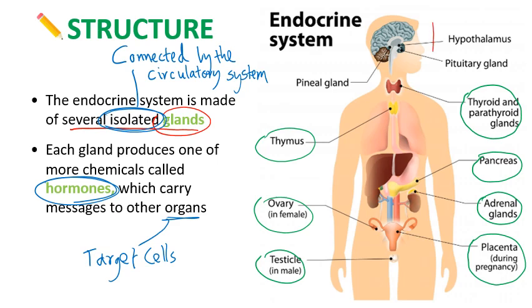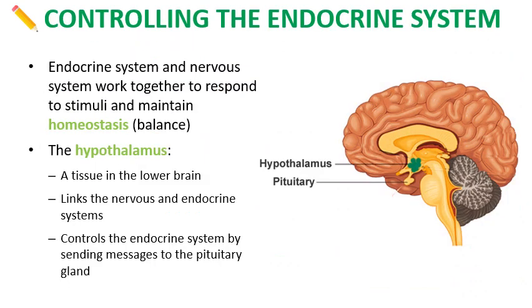Probably the most important two are the hypothalamus and the pituitary gland at the top here. So you don't need to memorize all the others, but these two are really important, and we'll look at them in a bit more detail. So the reason they're so important, the hypothalamus and pituitary, is because they control the whole endocrine system.